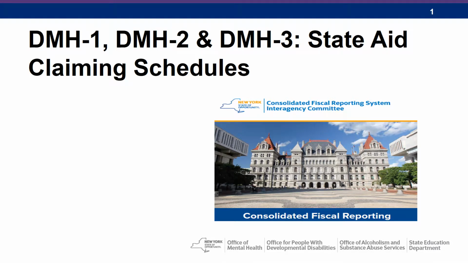Agencies that file a claiming document, DMH2 and DMH3, include those receiving state aid and/or local aid in the form of net deficit funding. Agencies that do not file a claiming document include OASIS, OMH, OPWDD providers operating only rate-based programs, also some for-profit providers.